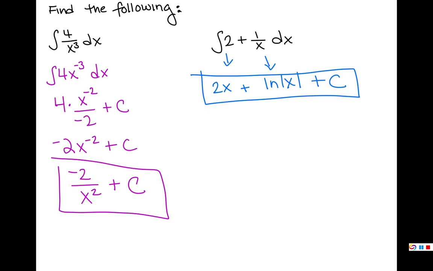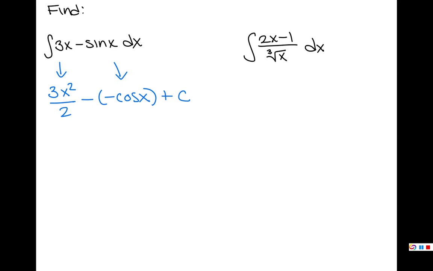Now, 1 over x is the one case where that power rule doesn't work. You could write that as x to the negative 1. But if you add 1 to that exponent, you get x to the 0 divided by 0, which is undefined. So that power rule doesn't work when you have a 1 over x. Works for every other power of x. So when you have a 1 over x, you just have to remember, oh, that's the derivative of natural log. So I'm going to get natural log absolute value of x. Okay, and yes, I always put that plus c on there.